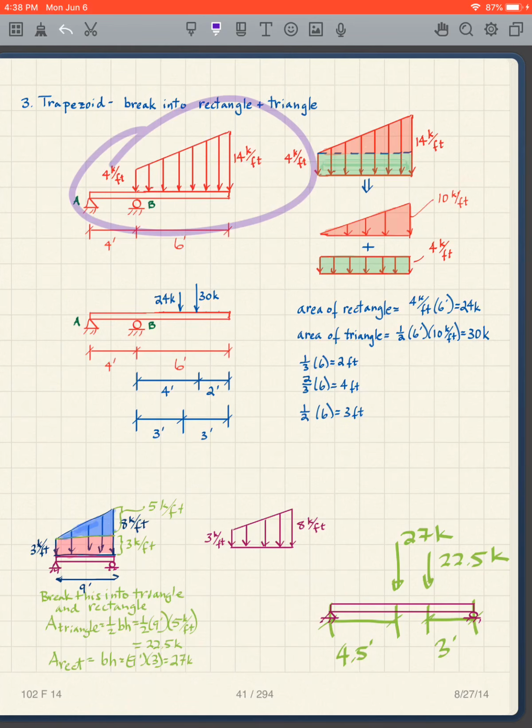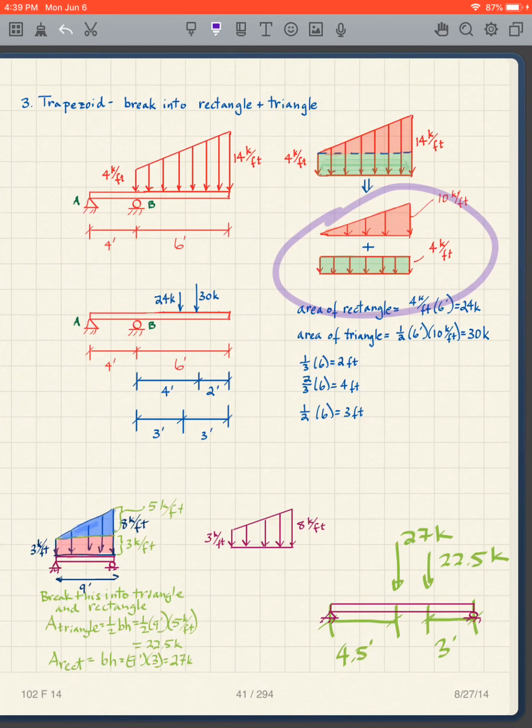How do we handle this trapezoid? Well, it's pretty easy. I'd break it into a triangle and a rectangle. So I just come in here, cut that off. I get a rectangle here, which we've already dealt with. And then I get a triangle up here, which we've already dealt with. So trapezoids are easy to deal with. We break them up into 2 parts like that.